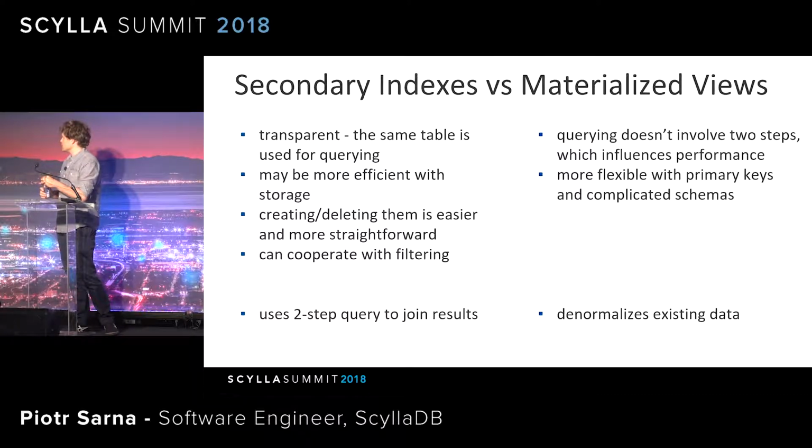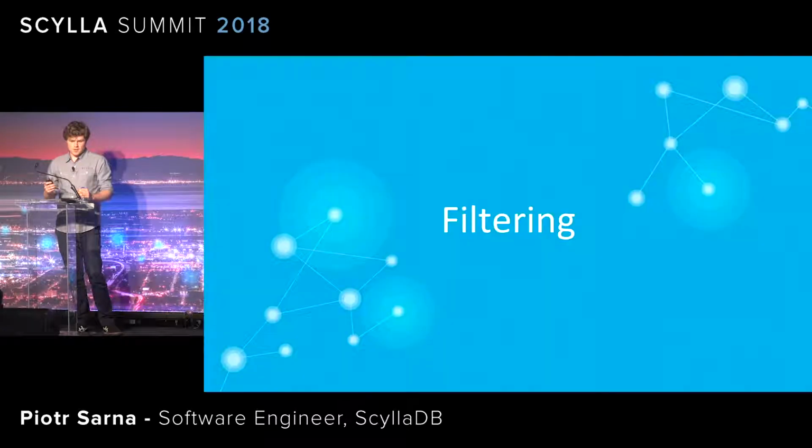Since a materialized view is pretty much a table when it comes to reading it, we just do one query. We don't do the 2 steps like secondary indexes, so we get our results faster. Also, materialized views are kind of a Swiss Army knife: you can create complex schemas with them, create some complex primary keys if you want, while in secondary indexes you can just mark one column as being readable. So we can query by it.